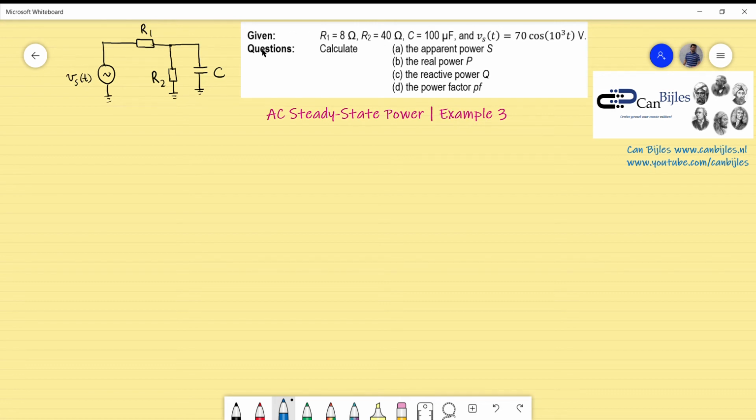Again, as we have discussed in the two other examples, example 1 and example 2, about steady-state power analysis, we have four quantities to calculate: the apparent power, the real power, the reactive power, and the power factor. As we did in the previous videos, we first sketch the power diagram that will help us in the calculation of the unknowns. Since this is again a capacitive load, I already know that Q, the reactive power, will be pointing in the negative imaginary axis.